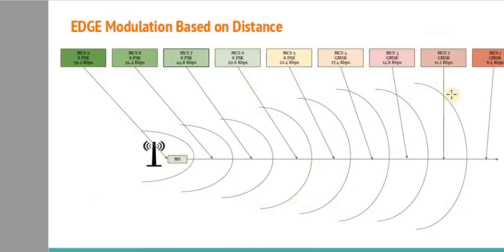So you can see the EDGE modulation scheme with the feature of distance. As I told you, according to the distance, my data rate will decrease. When my mobile equipment is near to the mobile station tower, the data rate is 59.2 kbps. But when I am getting far away from the mobile station, then my speed is 8.4 kbps.